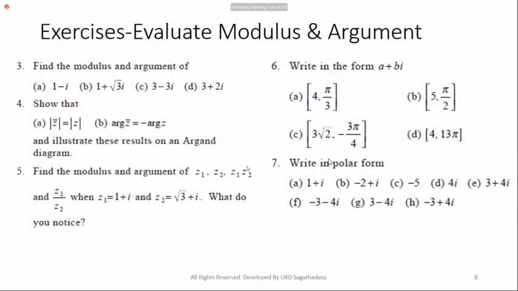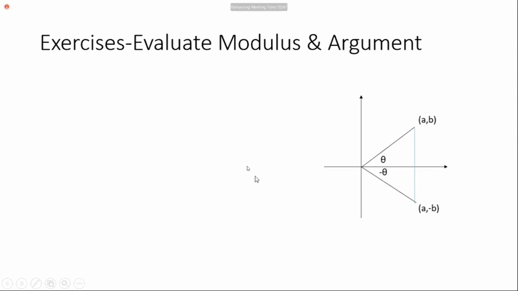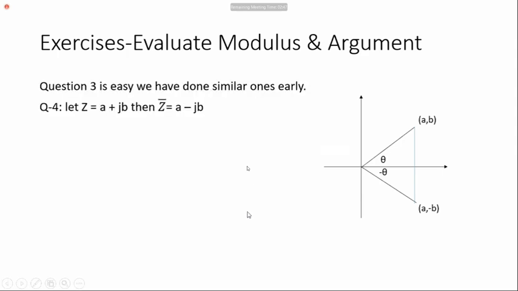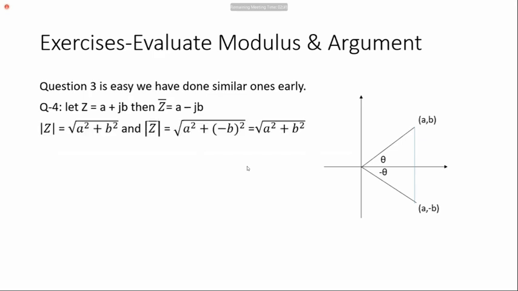Let us take some of the answers. This is question 3. We have done a similar one earlier. Then question 4 I'll do, right? This is the complex number. This is the conjugate. Find out the modulus value of both complex numbers. So in the end you get both the same, no? a squared plus b squared, therefore the modulus values are the same.